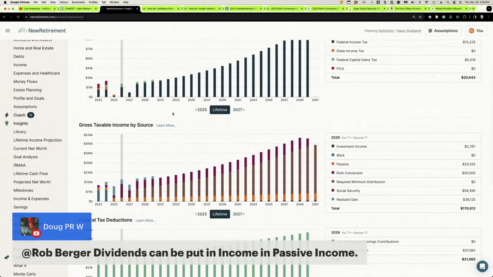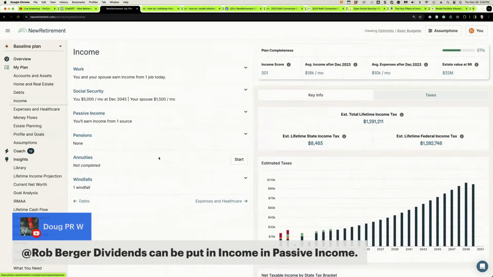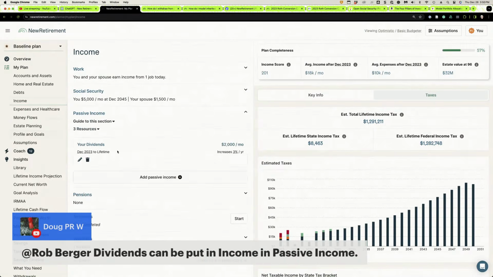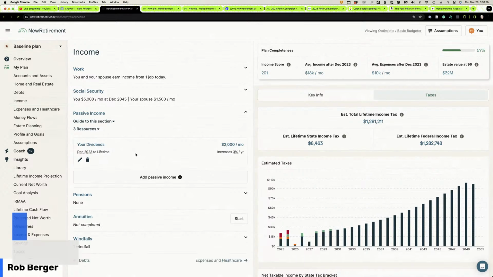The other thing to keep in mind is if you decided to do it this way anyway, you would want to reduce your assumed rates of return on your taxable accounts, if that's where these dividends are coming from. You want to reduce them by your dividend yield, right? Because otherwise you'd be counting it twice. So keep that in mind.